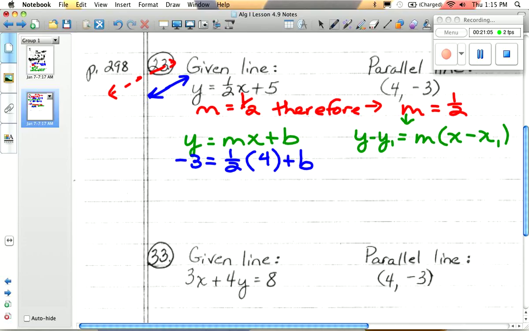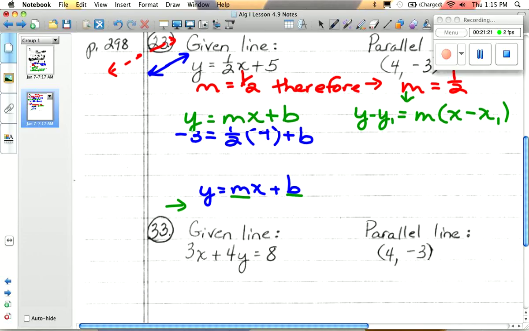Then when we were all done, we'd say, okay, now I have to make my equation. I'm going to know my m, and I'm going to know my b, so I can substitute them in, and then presto, I'll have my equation. That's one way to do it.